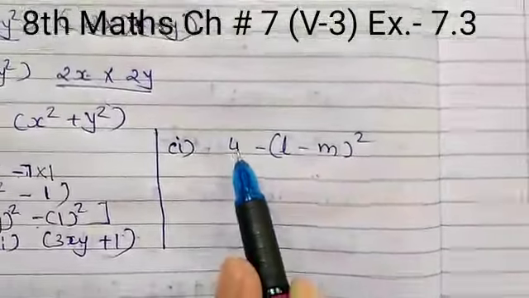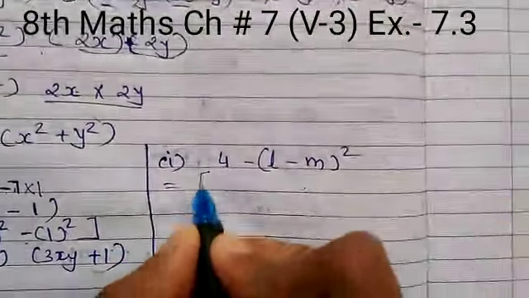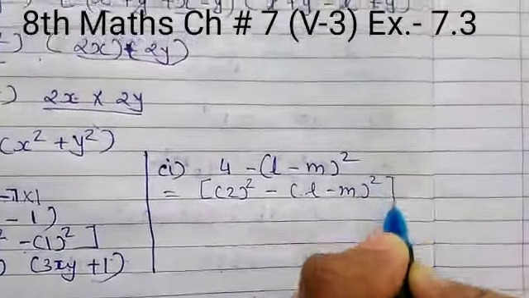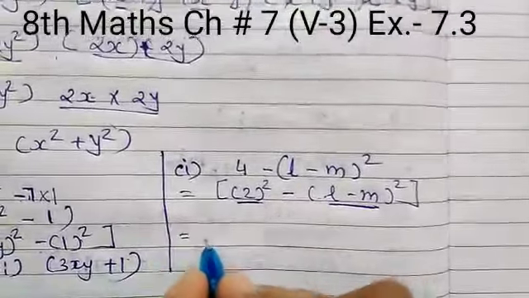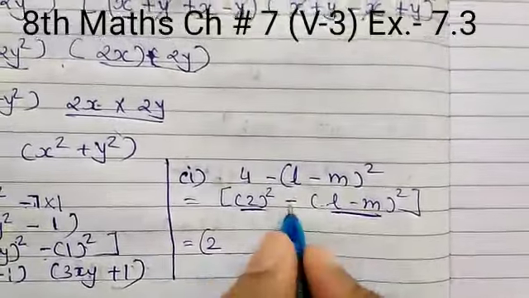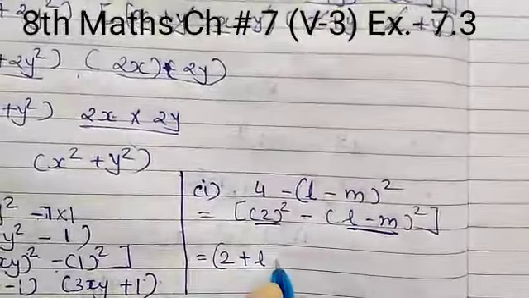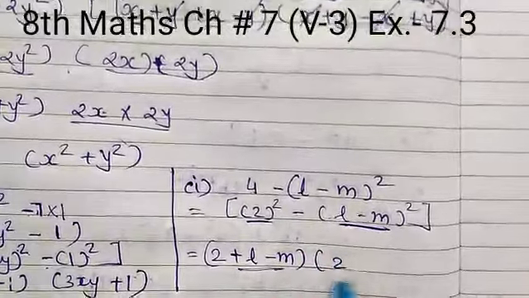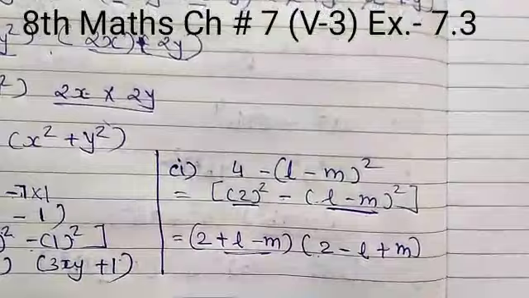Now students, I number 4 − (l − m)² is 0. So 4 means what? 2², and − (l − m)² is given. So this becomes a and this whole becomes b. So what can we write? 2 into first plus, whatever is there, that we write plus (l − m). In the second, what will you write? Change the sign, so it becomes 2 − (l − m). That is our final answer.